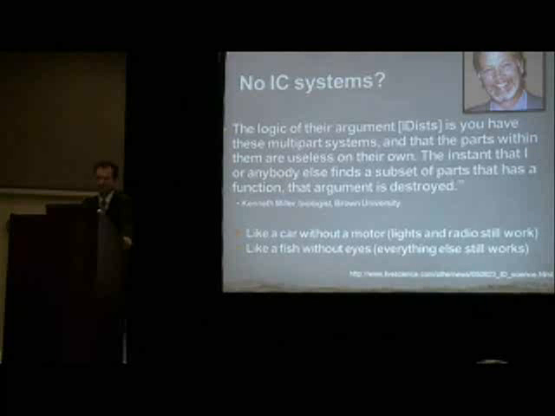But anyway, he writes, the logic of their argument of ideas is that you have these multiple part systems, and that the parts within them are useless on their own.